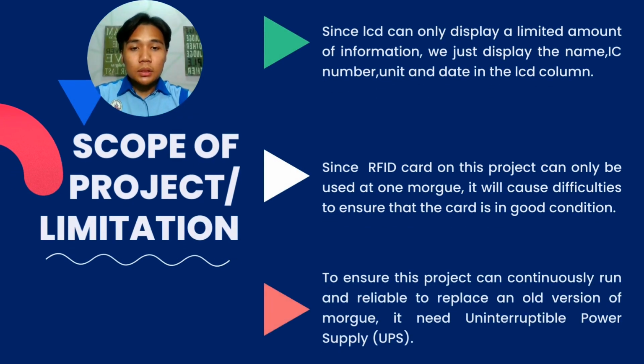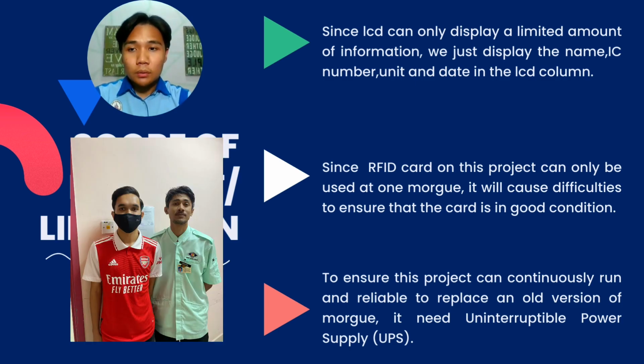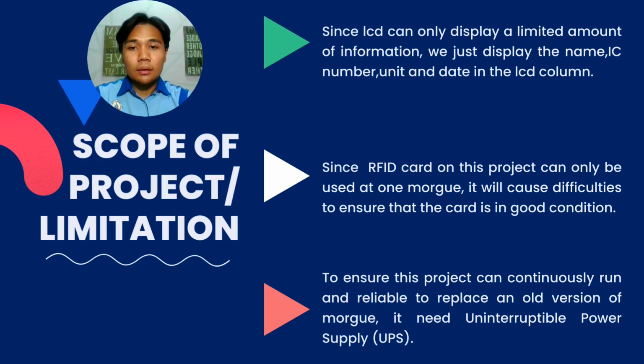For the scope and limitation of the project, first, since the LCD can only display a limited amount of information, we just display the name, IC number, unit, and date in the LCD column. We were helped by Sir Zakaria, who stated that only these four pieces of information are important to replace all methods with an electronic display at the front of the mortuary box.